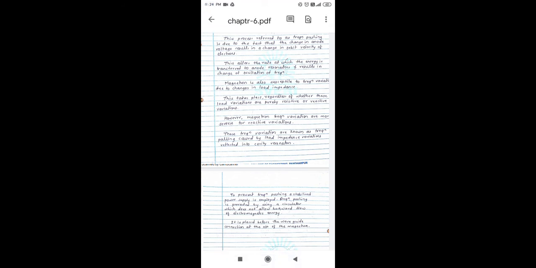To prevent frequency pushing, a stabilized power supply is employed. Frequency pulling is prevented by using a circulator, which does not allow backward flow of electromagnetic energy. It is placed before the waveguide connection at the output of the magnetron.